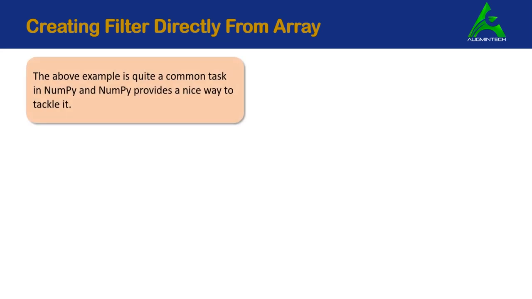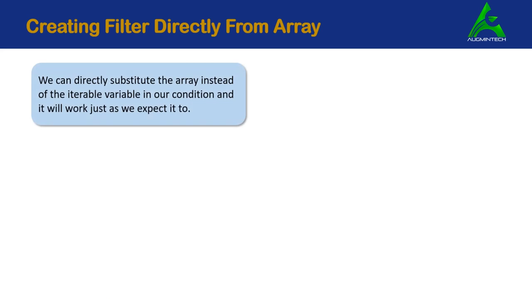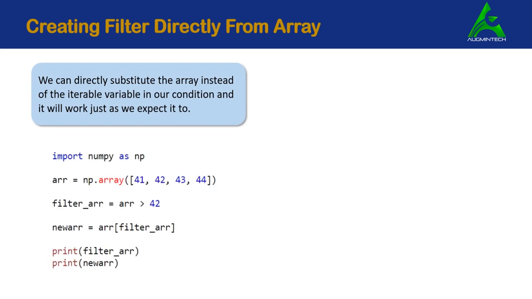Now let's see creating a filter directly from an array. We can directly substitute the array instead of the iterable variable in our condition, and it will work just as we expected. You see here we are directly passing an array with some condition, and then we are printing out the array without using the for loop to iterate over the elements of our array. Now let's hop to PyCharm and check out the example of array filter. I'll see you there.